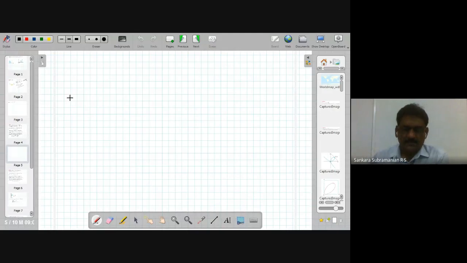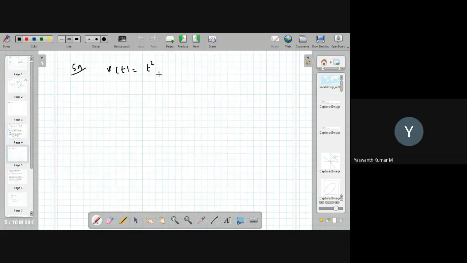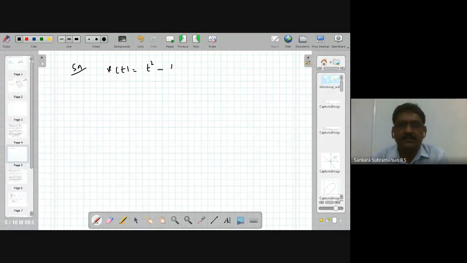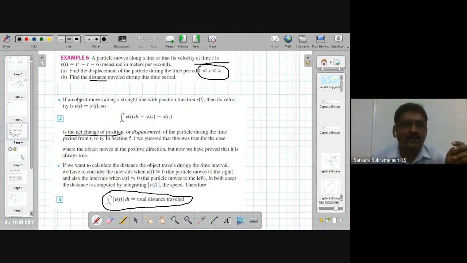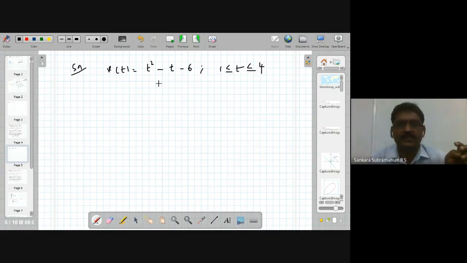So let me write v of t. Can you tell me what is v of t? v of t equals t square minus t minus 6, and t lies between, what is the interval of t? 1 and 4. Sir, 1 to 4. Yeah. This is what is given. Okay.